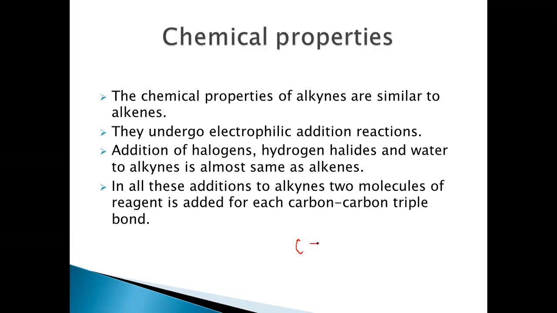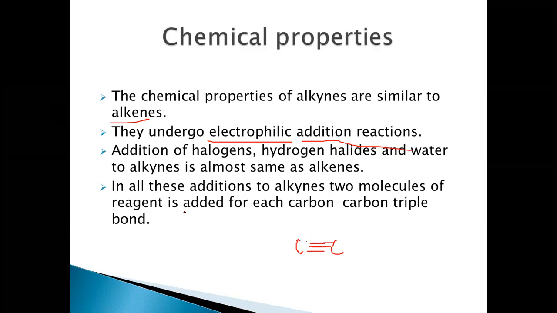Because of the presence of one sigma bond and two pi bonds, it's electron rich, so it acts as a nucleophile. It can attack the electrophile, so it undergoes electrophilic reactions and addition reactions. Because of the presence of the pi bond here, it undergoes addition reactions easily. So because it's electron rich and has this pi bond, it can undergo electrophilic addition reactions similar to alkenes.